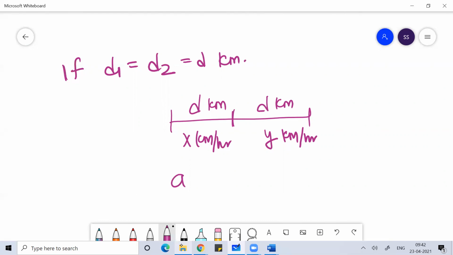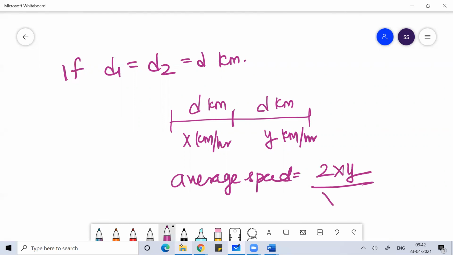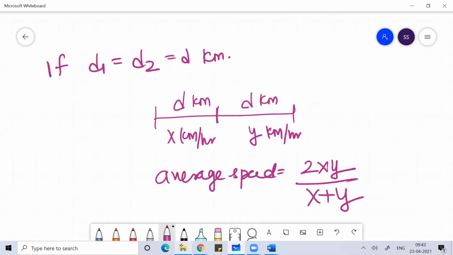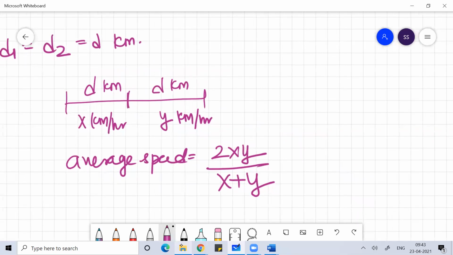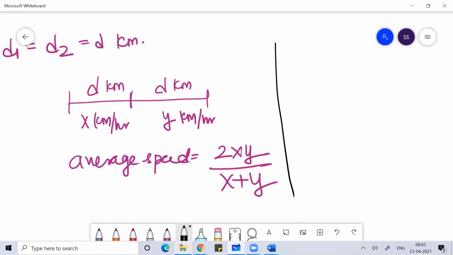So the average speed here will be 2xy divided by x plus y. Remember this. It follows the harmonic mean. In the first semester in statistics, you studied all this. So average speed doesn't follow the arithmetic mean, x plus y divided by 2. This is a shortcut formula. Imagining that you are covering the same distance, you can directly find the average speed with this formula, 2xy by x plus y. How did you get this?